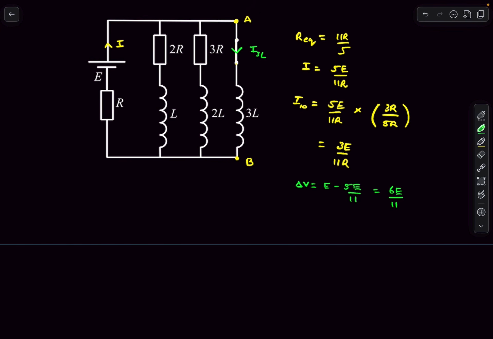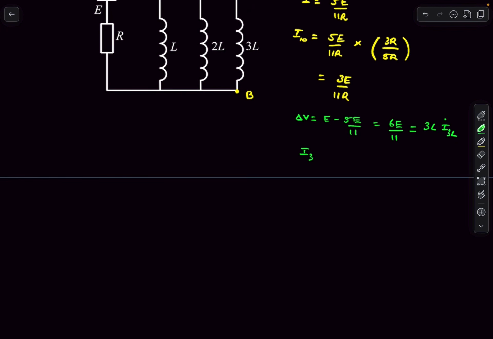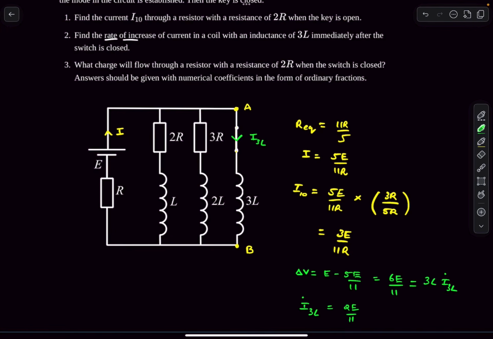Now basically just apply KVL in this loop. The voltage rise in going from the resistor to the EMF to the battery is 6E divided by 11, and that should be equal to the voltage drop across the inductor. So we can say 6E by 11 would be equal to 3L times I3L dot. From here I3L dot comes out to be 2E by 11. That was the answer to the second question.